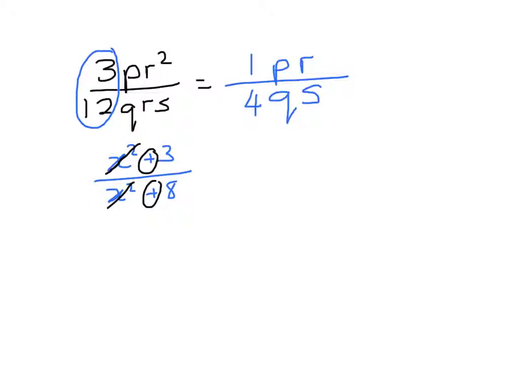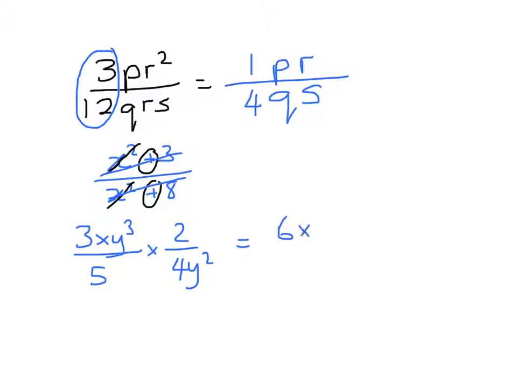So another one that you might come across, let's do 3xy to the power of 3, we multiply fractions together, times 2 over 4y squared. Let's multiply this all together. So on the top I've got 6xy to the power of 3. Multiply along the top and along the bottom, over 20y squared.